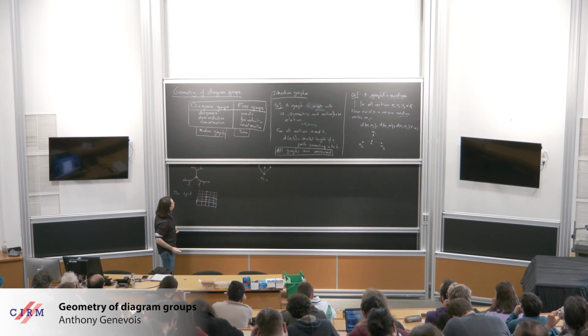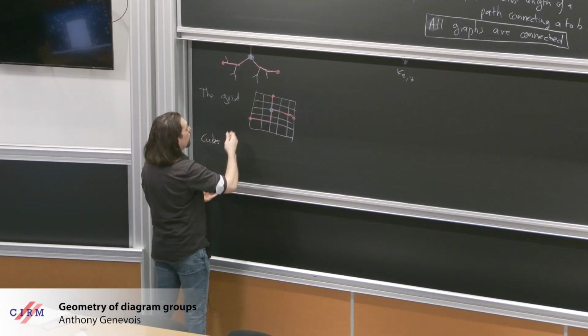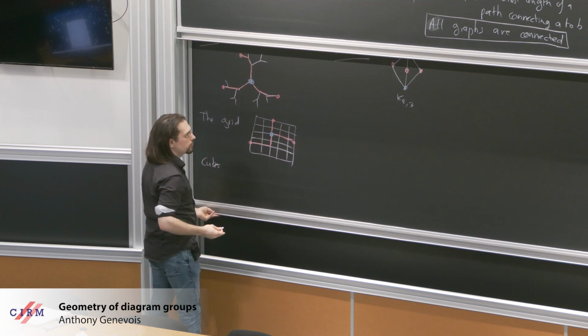So you also have cubes of arbitrary dimensions. Again, they are products of trees. I mean, they are just products of edges.